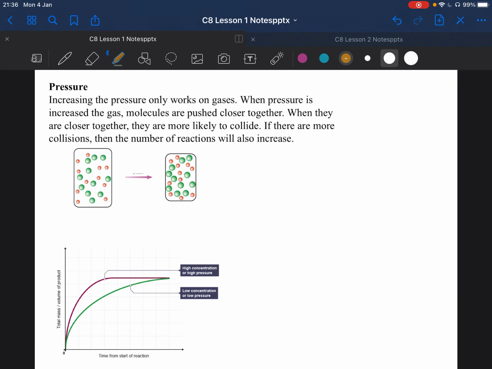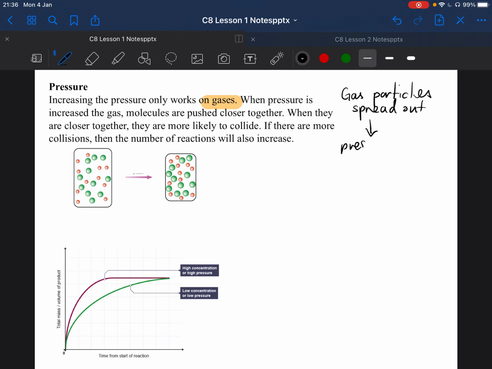And pressure acts in a similar way to concentration. However, pressure only works on gases. So what happens here is gases are spread out. If we think about gas particles, they are spread out. There's lots of space in between them. If we put a gas under pressure, what happens is pressure forces the particles closer.